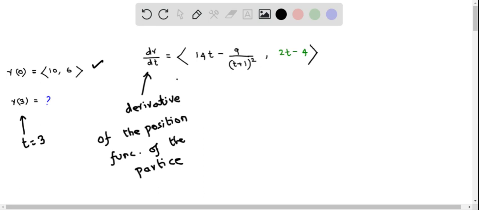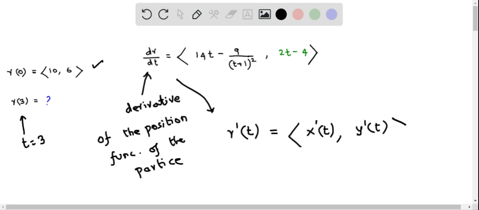First, I'm going to rewrite this dr by dt as r prime of t, which is the derivative of the position function. We can write this as x prime of t, comma y prime of t. So basically, we have to first find x of t as well as y of t, which will give the r of t. When you compare these two equations, they represent the same equation, and this means x prime of t equals this expression, as well as y prime of t equals this expression.